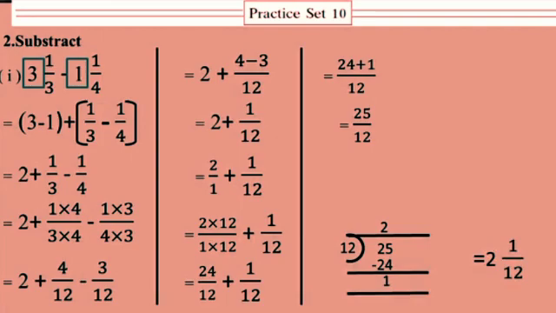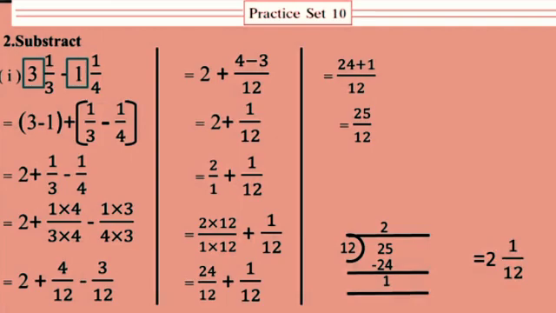Now see the equation, 2 plus 4 upon 12 minus 3 upon 12. So the denominator we write as it is, 4 minus 3 is 1. Now let us see 2 plus 1 upon 12. Here 2 is the whole number. It will become 2 upon 1 plus 1 upon 12.